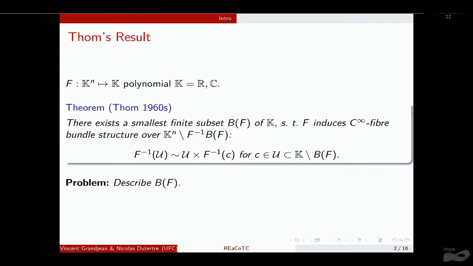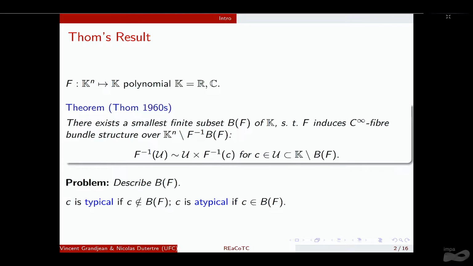The problem is that the result of Thom is qualitative. That is, there exists such a subset. Now, how do we find it? How do we pick these values at which the smooth type of the fibers is not constant? Well, BF stands for the bifurcation values, but I will prefer using either typical values for those which are not in this subset, or atypical values for those which are in this subset.